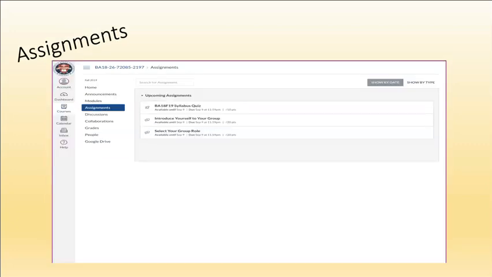Another way to find the assignments that you need to complete is to go to the assignments section. As you can see, it's highlighted on the left side of the screen. Again, you have the assignments listed. These are the assignments that are part of the initial reviewing the course. I will have other assignments activated as we go along.